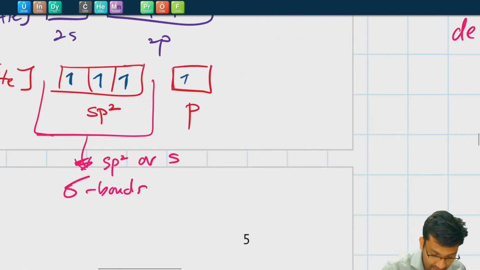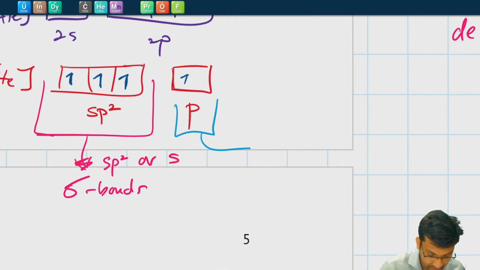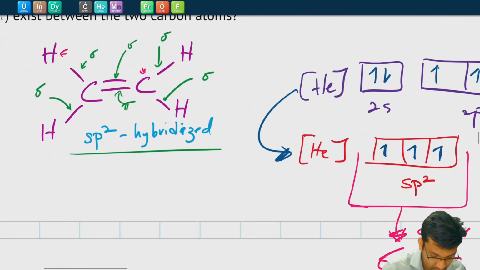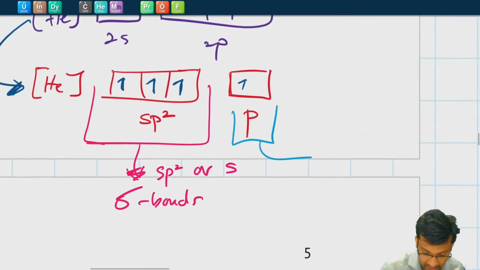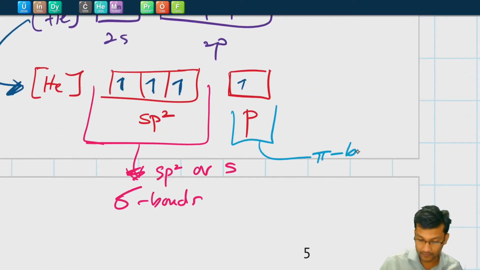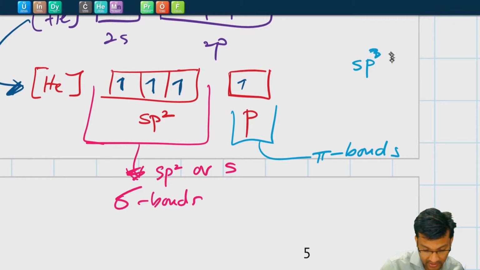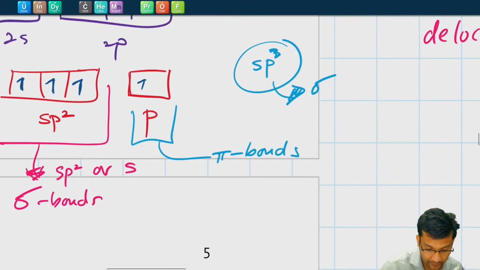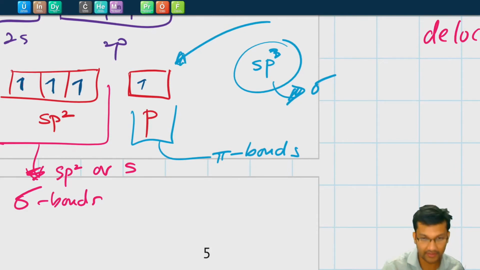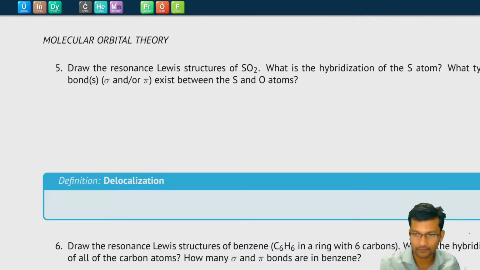However, as we learned earlier, when the p orbitals overlap, so there'll be one p orbital from the left carbon, one from the right carbon, when they overlap, they'll give us the pi bonds. And so that's how we can get sigma bonds and pi bonds from hybridized orbitals. Our sp1, 2, or 3 hybridization, when they overlap, they'll give us sigma bonds. And if we have other p orbitals that are still left over, they'll give us pi bonds.